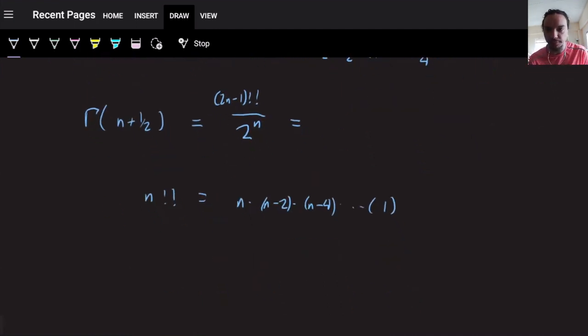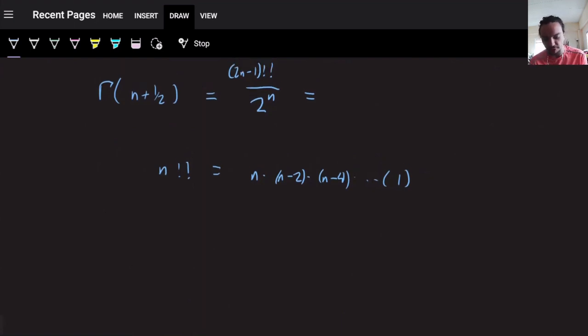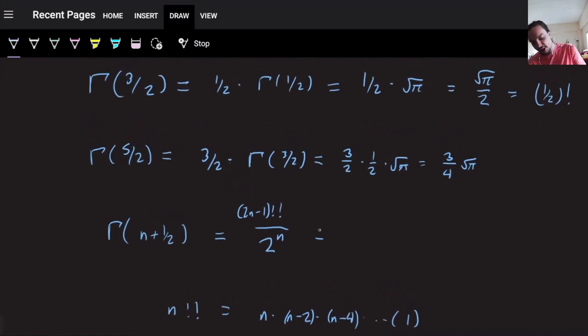This is kind of silly notation. You'd think that double factorial would be bigger than factorial, but actually it ends up being smaller. This is the product of all the odd numbers up to your number. So that's what we end up getting. And then, of course, there's a square root.